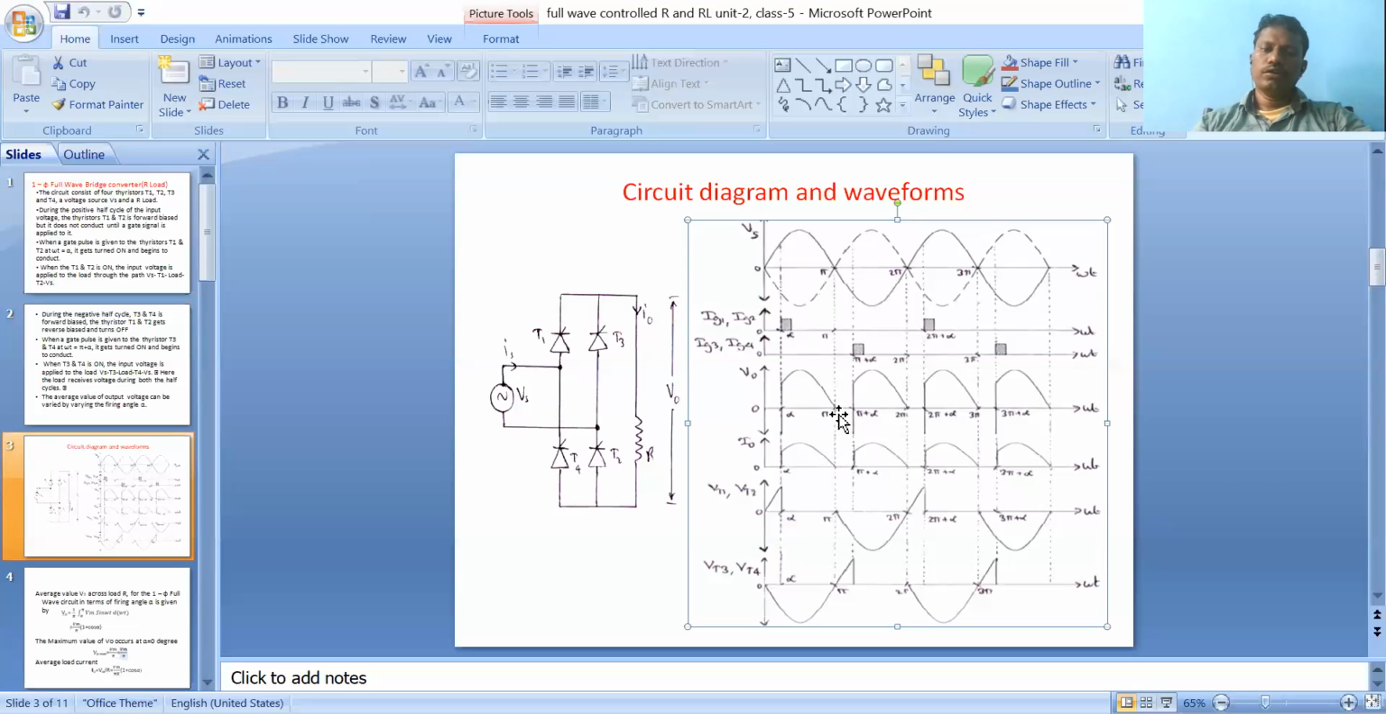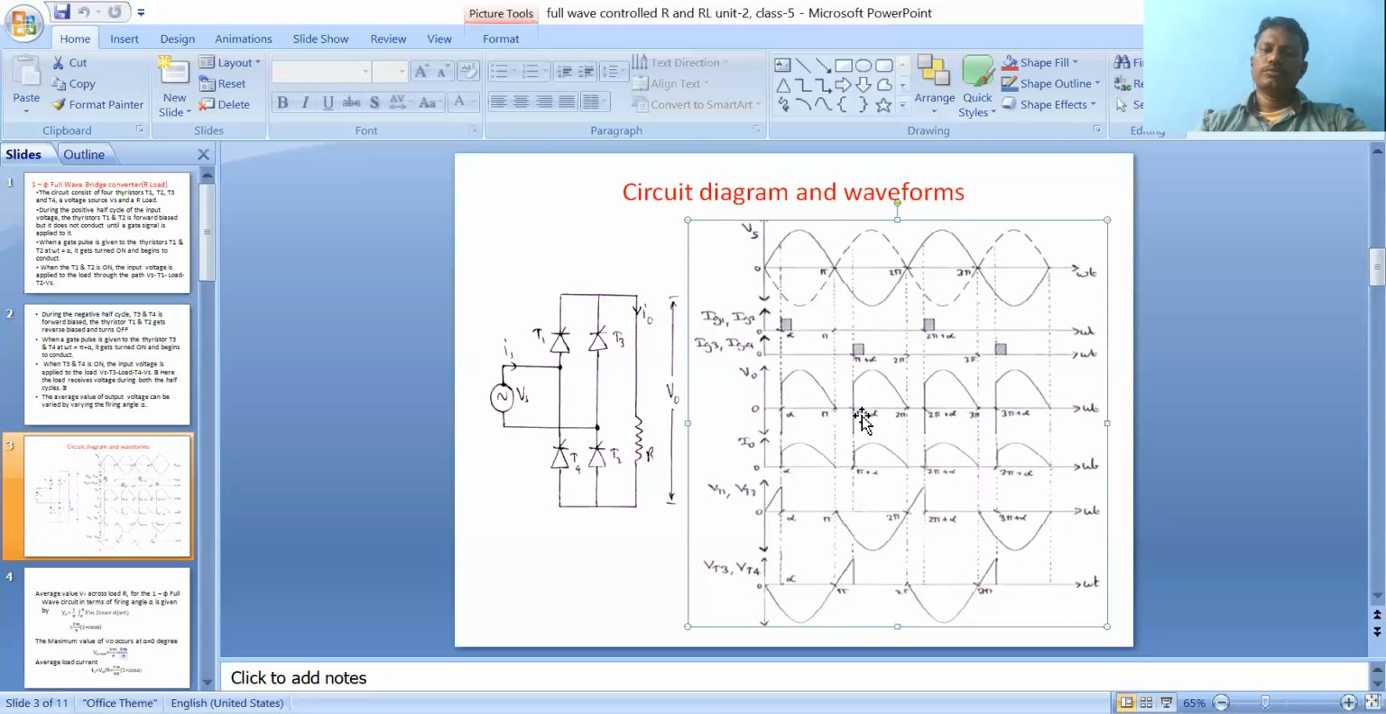Up to alpha the output is 0 volts. Why? Because T1 and T2 become reverse biased. The negative cycle starts, but without the presence of gate pulses, T3 and T4 will not come into conduction state. So up to pi plus alpha it is 0. Clear? From pi to pi plus alpha the output voltage is 0.